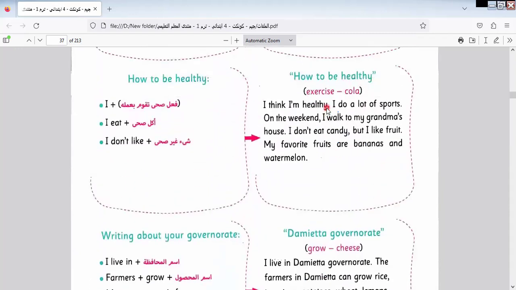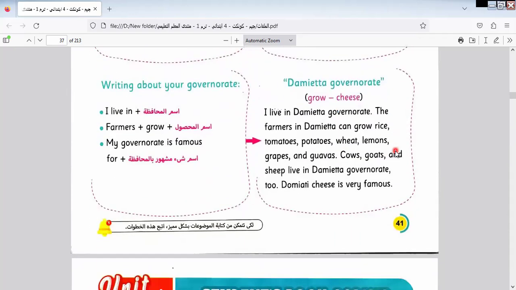Here we have how to be healthy. This is a paragraph about how to be healthy. I think I'm healthy. I do a lot of sport. On the weekend, I walk to my grandma's house. I don't eat candy, but I like fruit. My favorite fruits are bananas and watermelon.